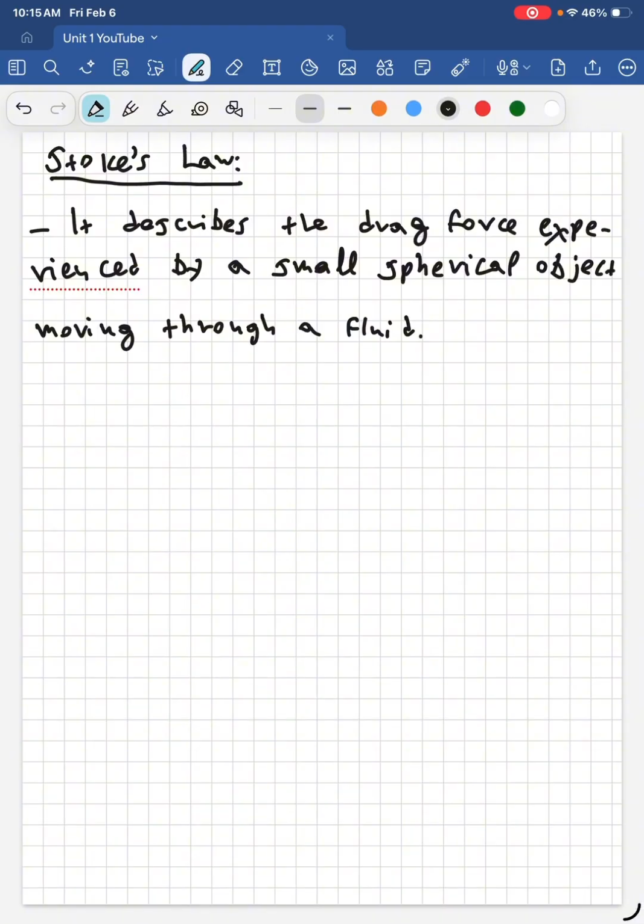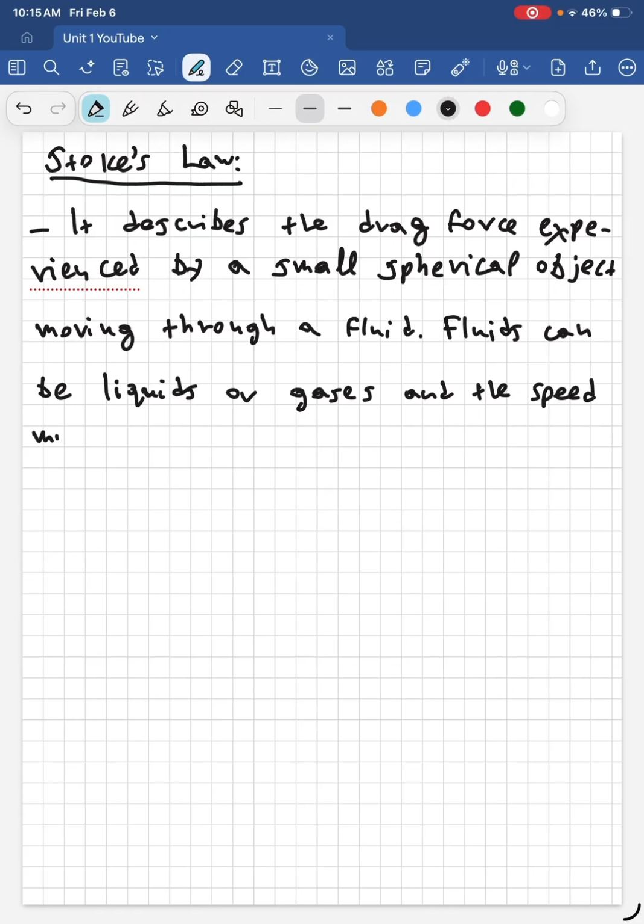Okay, so fluids can be liquids or gases, and the speed must be low, so we have laminar flow.